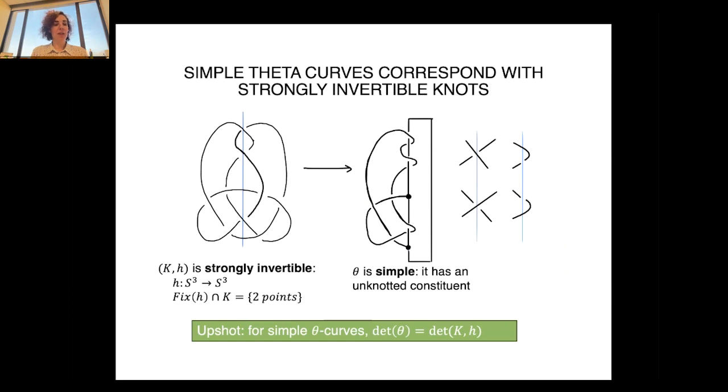This means that there is an involution of the 3-sphere to itself. The fixed set of the involution intersects the knot in 2 points. When we quotient by that involution, K mod the involution together with the axis forms the theta curve. So there's this 1-to-1 correspondence between strongly invertible knots and simple theta curves. The upshot for us is that the determinant of theta is really the determinant of this strongly invertible knot.